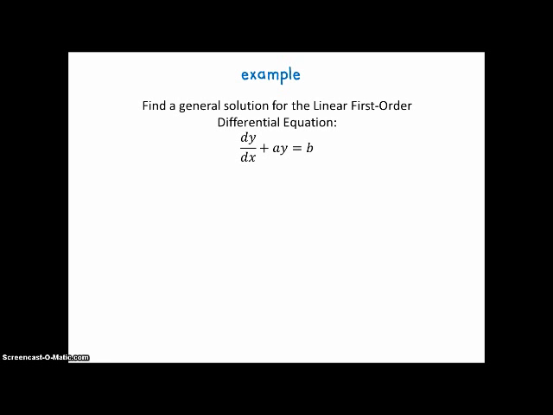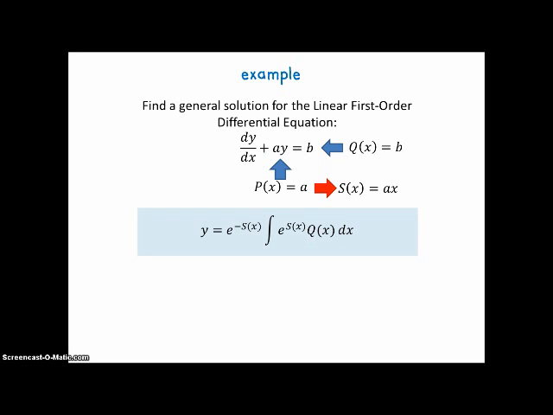Okay, so let's do an example. Find a general solution for the linear first-order differential equation dy/dx plus ay equals b. So p(x) is the constant a, and q(x) is the constant b. And so s(x) is the antiderivative of p, and so s(x) is ax. Now here's our formula. You don't have to go through all the steps. You can just use the final result.